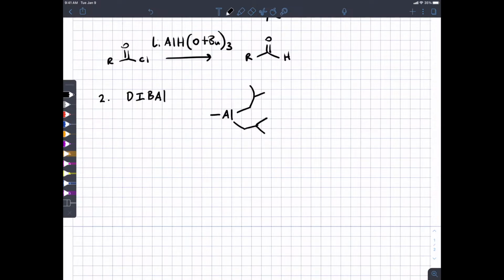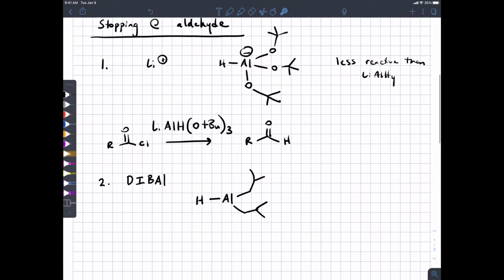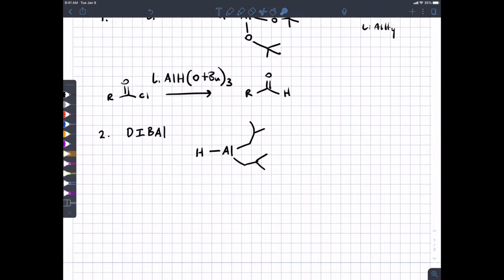And then an aluminum hydrogen bond. Unlike lithium aluminum hydride and tri-tert-butoxy aluminum hydride, this reagent is neutral. Now remember, the thing that makes lithium aluminum hydride and this reagent work is that you've got a negative formal charge on the aluminum, and that makes this hydrogen more nucleophilic, like a hydride. Here, you don't have that going on.